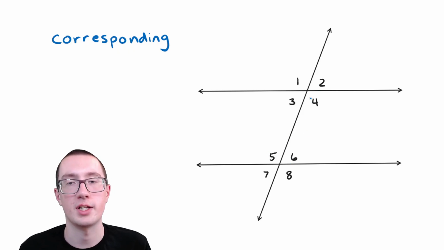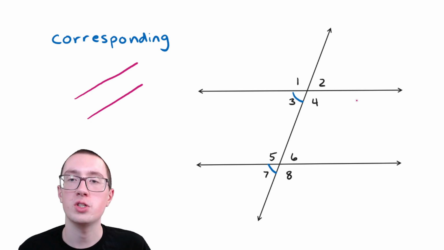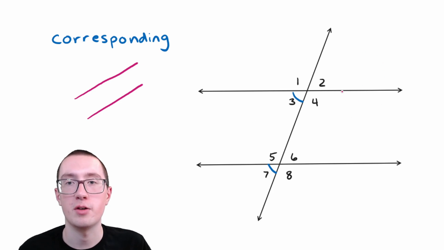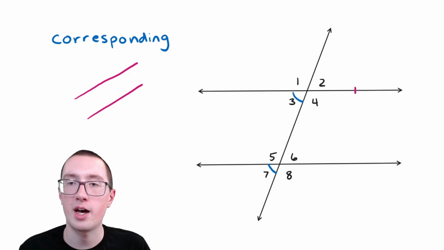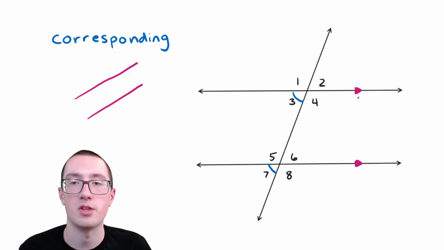Another example of corresponding angles would be angle 3, which is a bottom left angle, and angle 7, which is also a bottom left angle. 3 and 7 are corresponding. Now, for each of these pairs of angles, they have a special rule that only exists if these two lines are parallel. Remember that parallel lines are two lines that go on infinitely without crossing each other. And you can usually tell in a picture like this if the two lines are parallel because they'll have a little arrow on them.